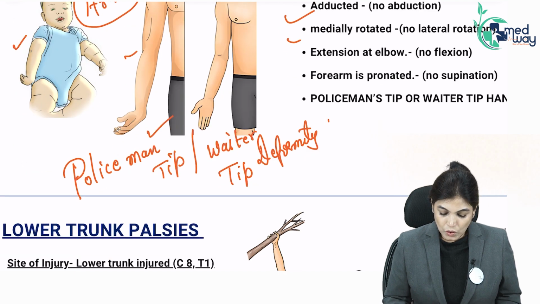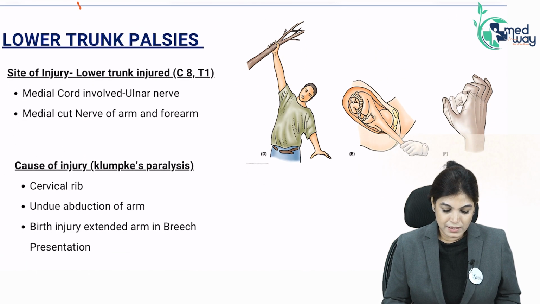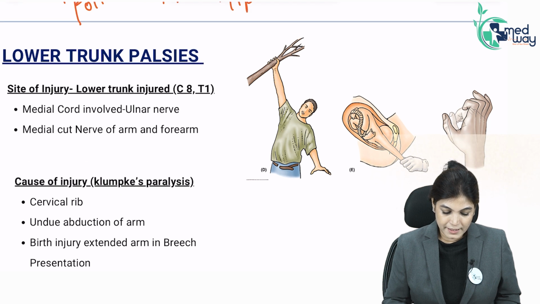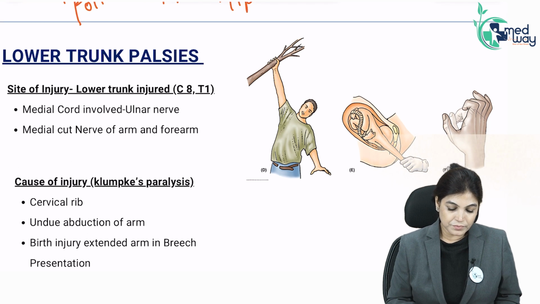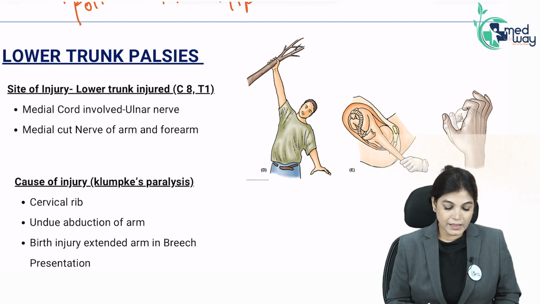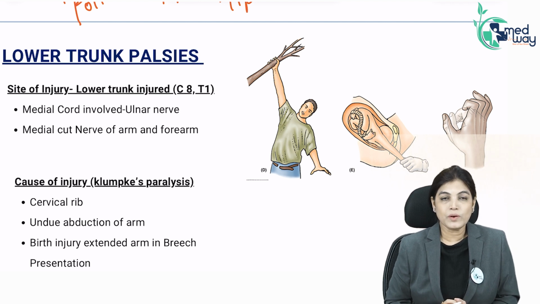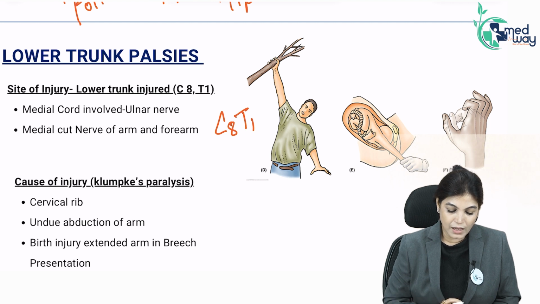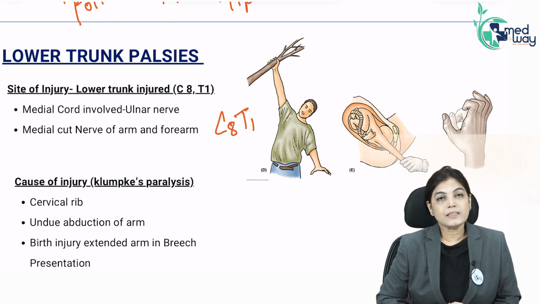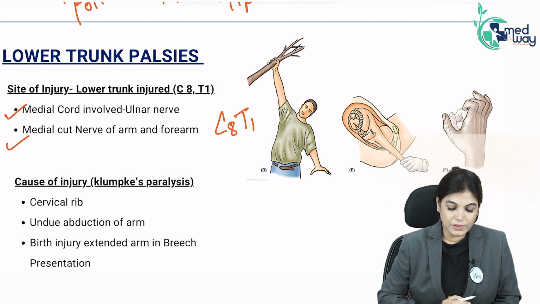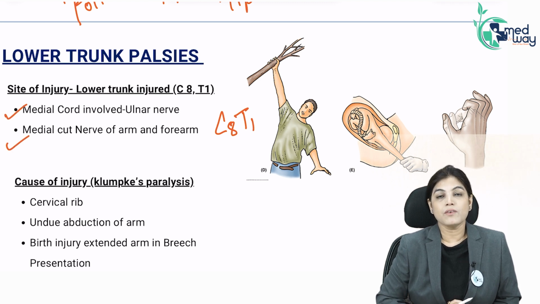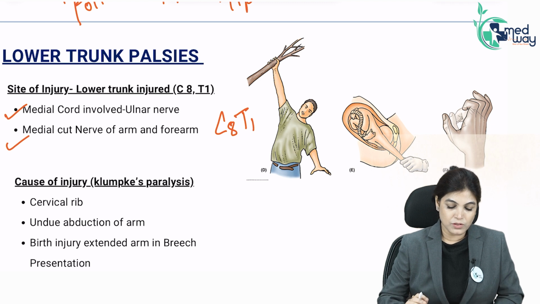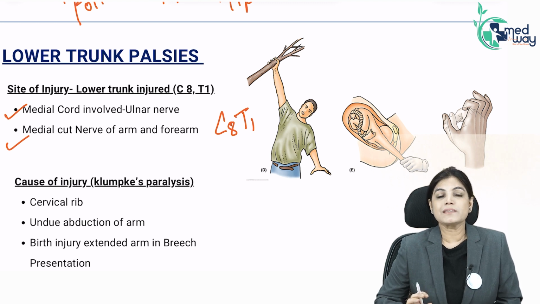Now, let's talk about the lower trunk brachial plexus injury. Let's see another image. In case of lower trunk brachial palsy, the site of injury is at the lower trunk. The nerve roots involved are C8 and T1. The medial cord is involved along with the ulnar nerve, and the medial cutaneous nerve of arm and forearm is also involved. So, the site of injury is the lower trunk of the brachial plexus.